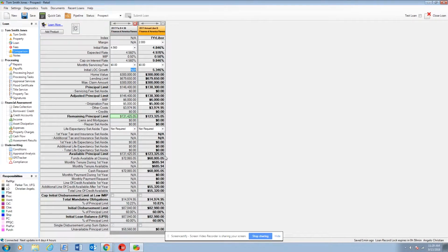See this in this example. If your initial disbursement, if you have a principal limit of $138,000, and then after your closing costs, you have a remaining balance of $123,325. Let's say that at closing you take $68,000. Well, then the remainder of the funds that you have, this $55,000, is growing at a 5.346% interest rate annually. And if interest rates rise, then the interest rate on your credit line is also rising as well. So it's very, very powerful.